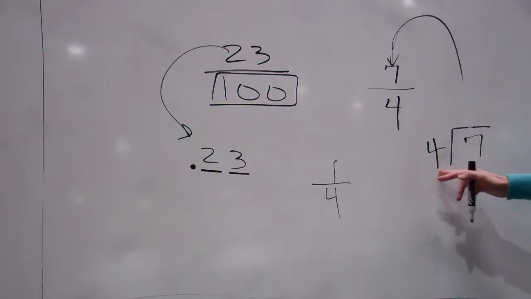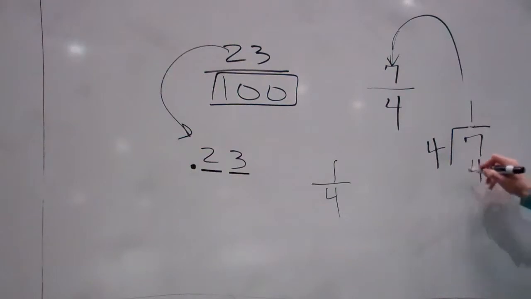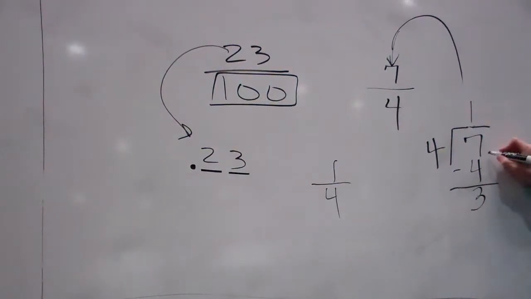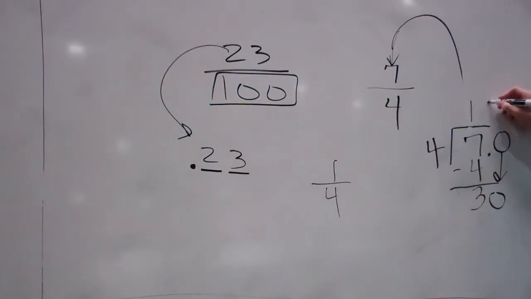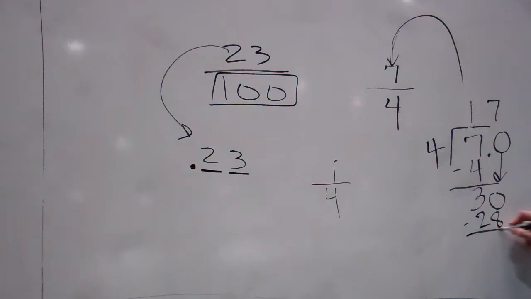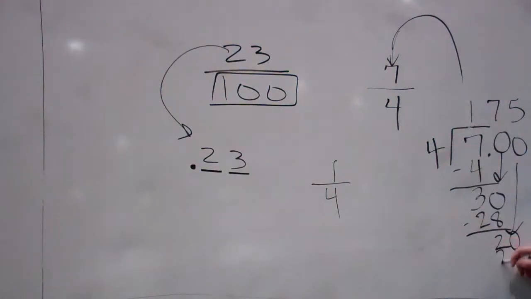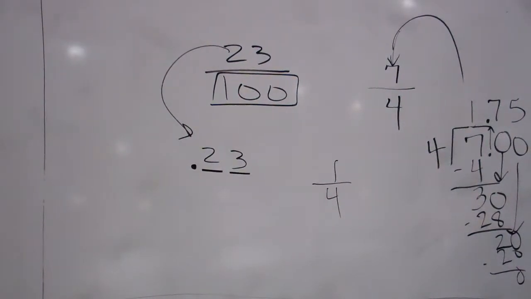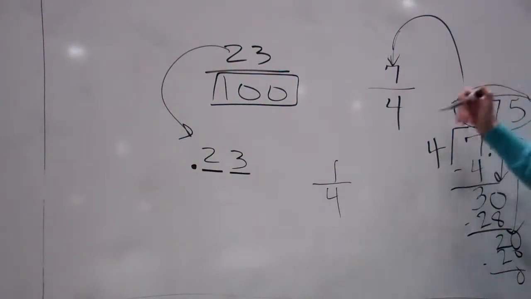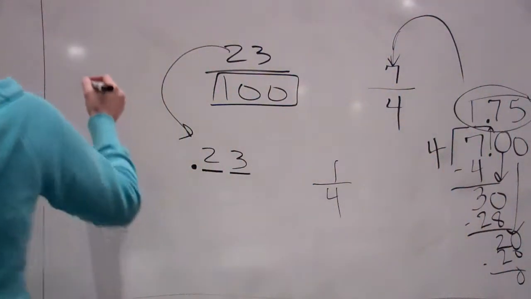All right, I'm going to work the problem. 4 goes in 7 one time. Get 3 left over. I'm going to put my decimal right there. Bring down my 0. 4 goes into 30 7 times. 4 goes into 20 5 times. So this one actually came out evenly without any repetend. Bring my decimal up. So my final answer is 1.75 or 1 and 75 hundredths. Very good. Very good. Try this one.